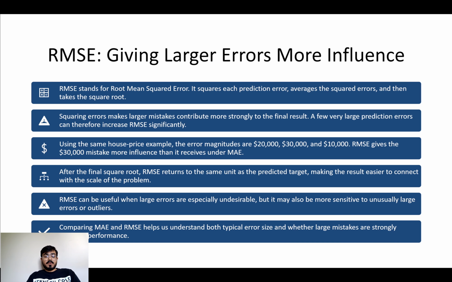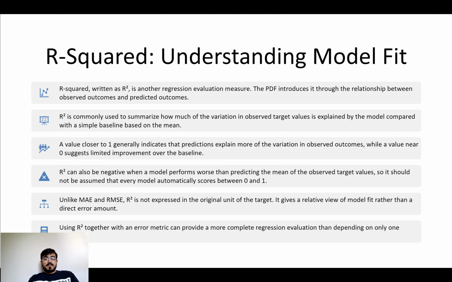Now let's learn one more regression metric that measures model performance from a different perspective. One final regression evaluation metric is R squared. Unlike MAE and RMSE, R squared does not measure the average prediction error. Instead, it tells us how well the model explains the relationship between the input data and the actual outcomes. In simple words, R squared tells us how well the model fits the data.